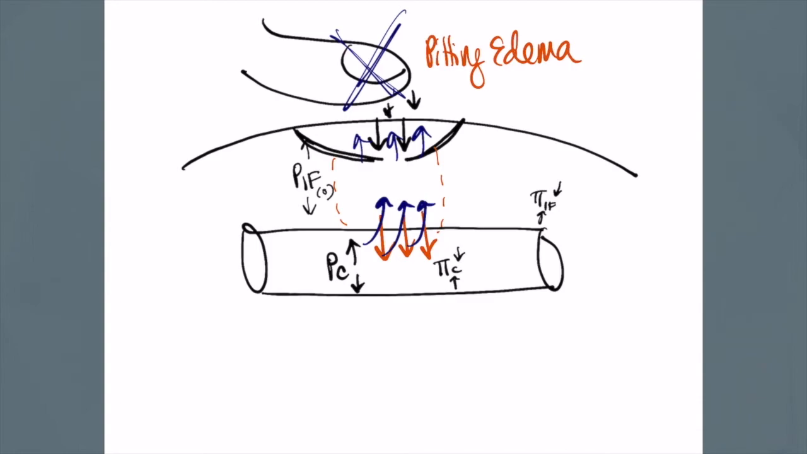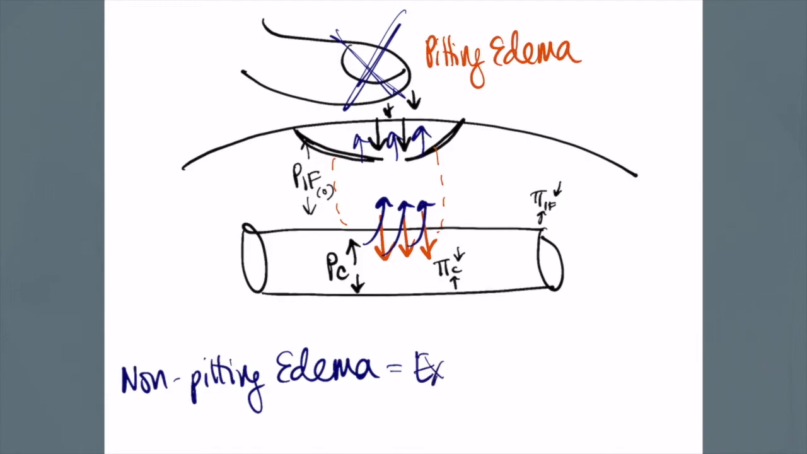In your notes, you can see there's also what's called non-pitting edema. Non-pitting edema is when you press your thumb into visible swollen tissue and it doesn't leave a pit. This is a very common finding in an exudative edema.